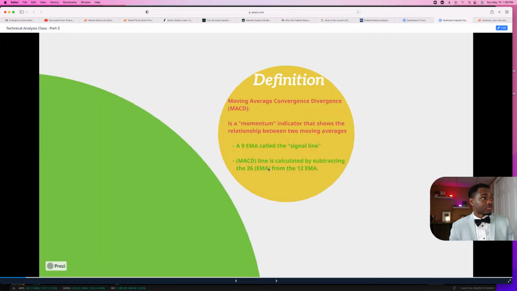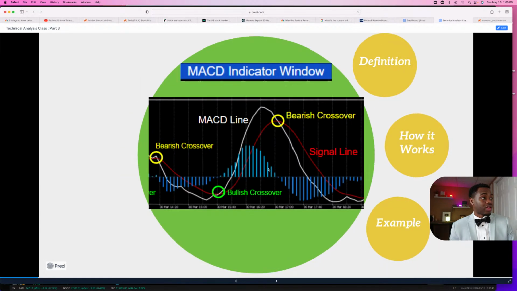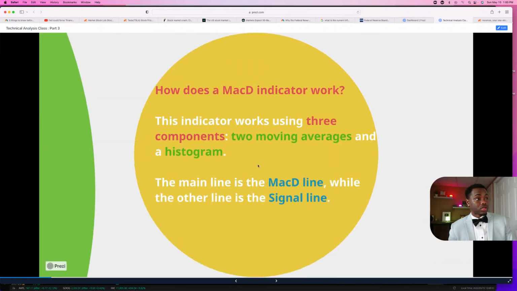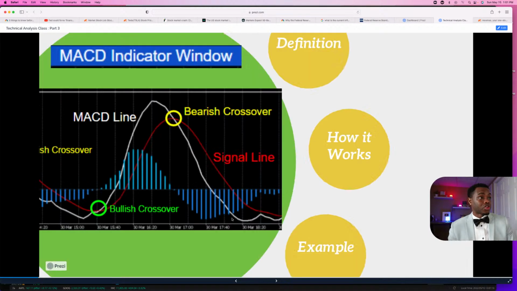Now, let's keep it going. We got the definition out of the way. Let's see how it works. So this indicator works with 3 major components. Again, those 2 lines, the MACD line and the signal line, and then that histogram on the bottom. Those are those bars going up or bars coming down. Now, the main line is the MACD line. That was the white one. You're trying to see, is it going up or is it going down to tell you if it's showing strength or if it's showing weakness. The other one, kind of like a baseline, is our signal line, right?